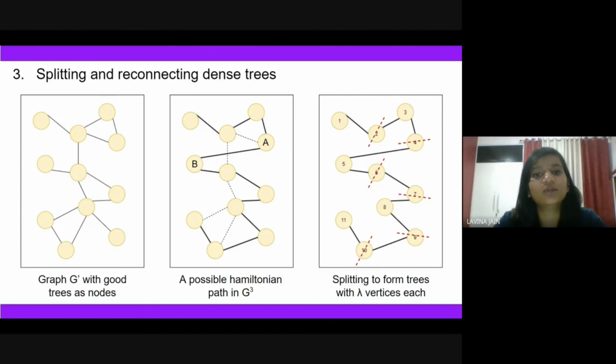We then create a Hamiltonian path in this graph by connecting vertices up to a distance of 3 edges. Notice in the second image that the distance between the node A and B is 3 edges. Finally, when we have a path, we will start splitting these nodes, which are actually good trees, as soon as we cover lambda vertices each. Since there are exactly k lambda vertices in the graph, this will result in k trees with lambda vertices each of cost of O of t star.